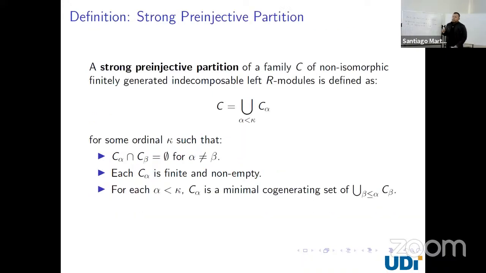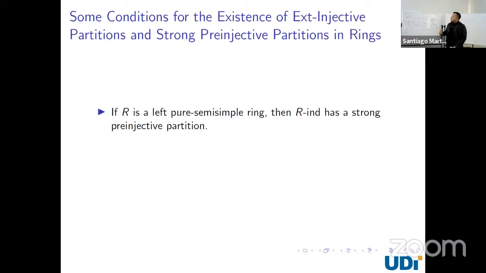Also, we have another partition that was studied in the same way as the past one. This one was studied a lot by Huisgen-Zimmermann, and it is a strong projective partition. So instead of the third condition, every module that belongs to every section of this partition is X-injective, but now this is formed by minimal cogenerated sets of this same part of the partition.